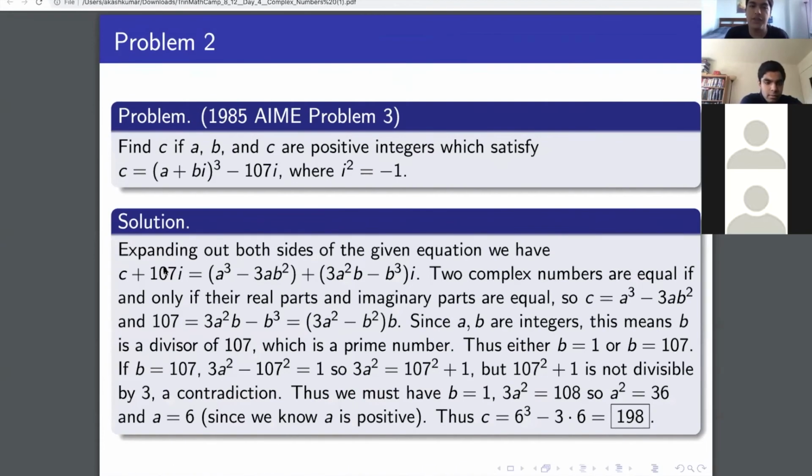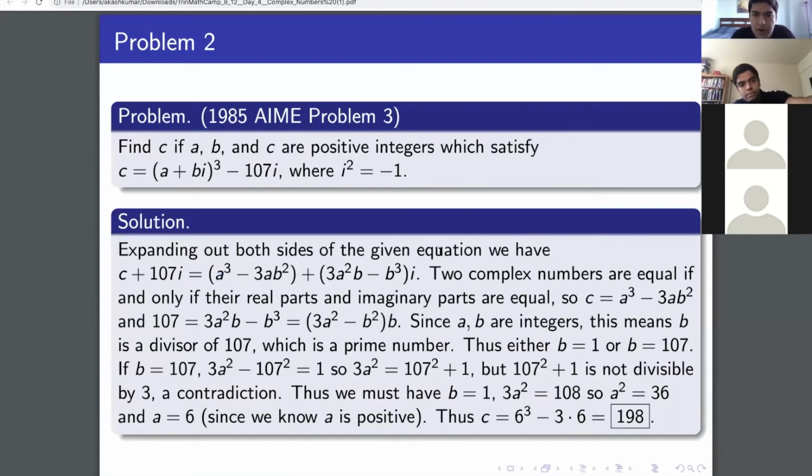The first step, as usual, is to expand out both sides of the equation. So first off, you see this plus 107i here. So we just added 107i to both sides. So that comes from this. And then if you work out (a plus bi) cubed, hopefully you get that it's a cubed minus 3ab squared. That's the real part. Plus 3a squared b minus b cubed times i. So 3a squared b minus b cubed is the imaginary part.